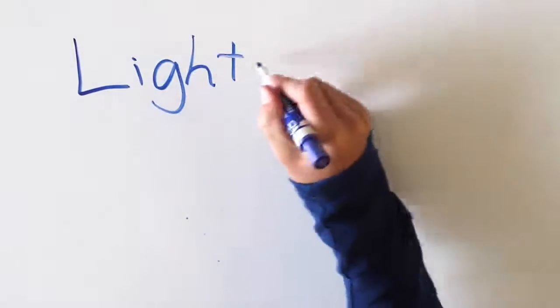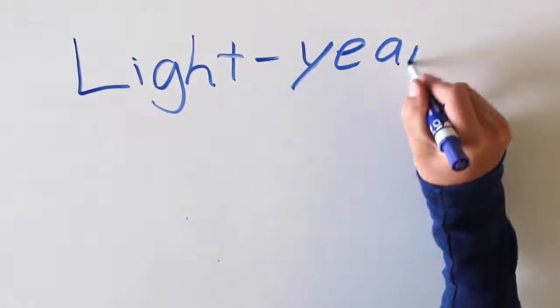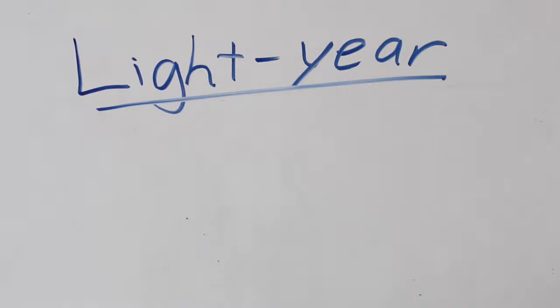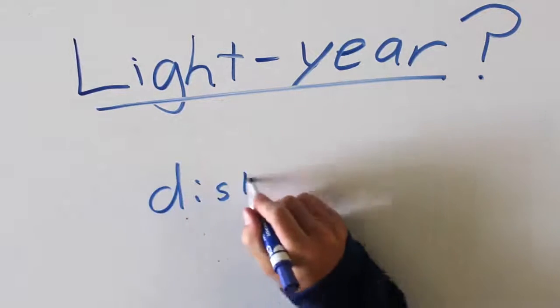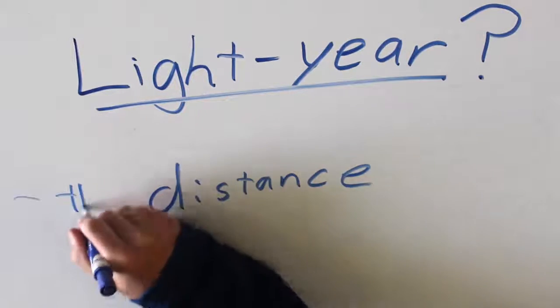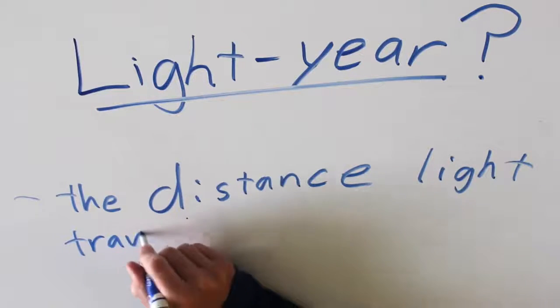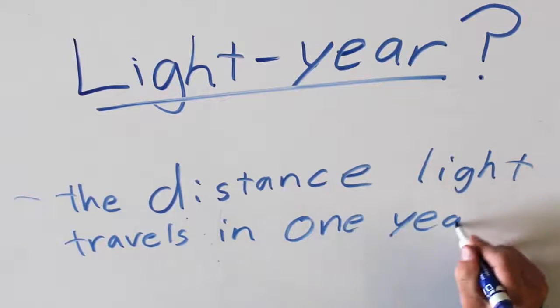Now you might have heard of a light year before. That galaxy is 15 light years away. But do you really know what it means? So light year sounds like a unit of time because it has year in it, but really it's a unit of distance. So a light year is how far light travels in 1 year.